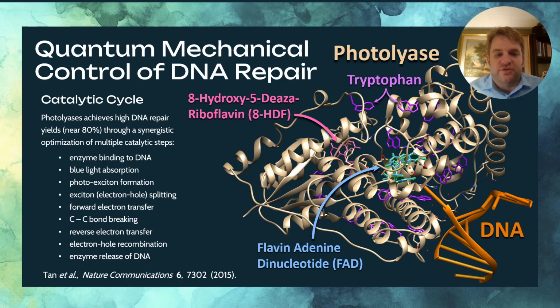After the excitation occurs, there's forward electron transfer. The electron is transferred to the DNA, where that excited electron now breaks certain carbon-carbon bonds in the DNA. Now there's reverse electron transfer as the electron comes back to the flavin and recombines. In some sense, the electron falls into the hole it left when it was excited, and the enzyme finally releases the DNA in the final step of the catalytic process. The enzyme can then go on to repair another damaged piece of DNA somewhere else.